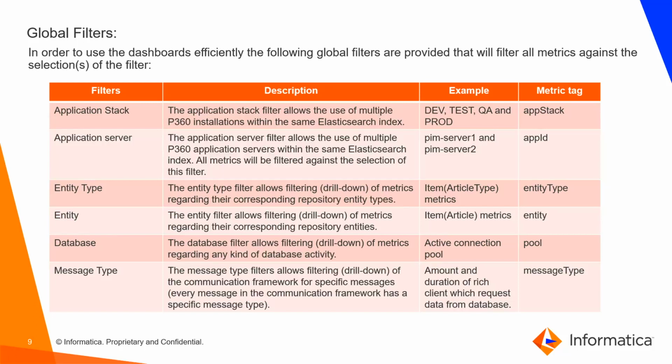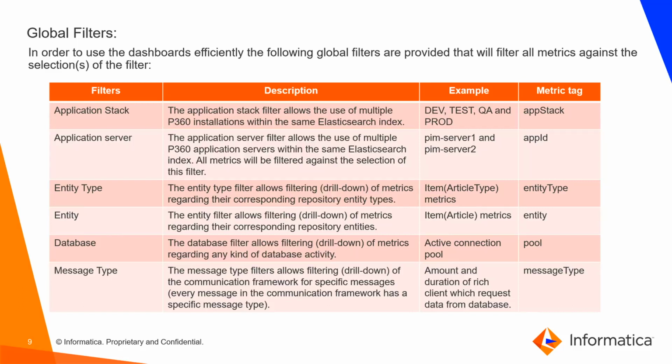So the application stack filter allows using multiple P360 installations within the same Elasticsearch index. The default metric tag is abstract. Similarly, the application server filter allows using multiple P360 application servers within the same Elasticsearch index. All the metrics will be filtered against the selection of this filter, and the metric tag used is app ID.